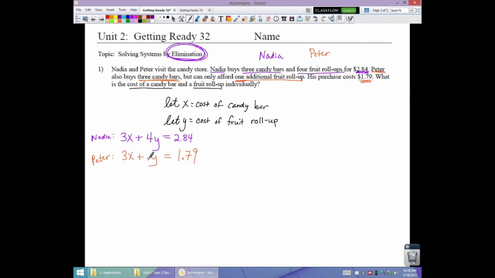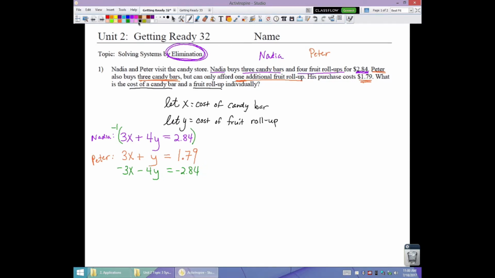But I'm going to choose one of these equations, doesn't matter which one, and multiply it by -1, because that will result in having a -3x. So I'll take the top equation and say I'm going to multiply that by -1. Everything in the equation, both sides. So -1 times 3x is -3x. -1 times 4y is -4y. And don't forget the constant on the right-hand side. -1 times $2.84 is -2.84.